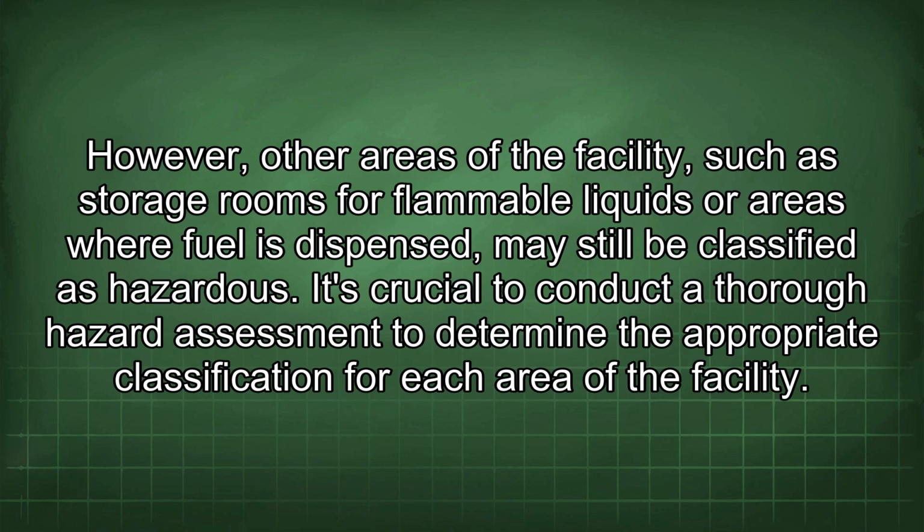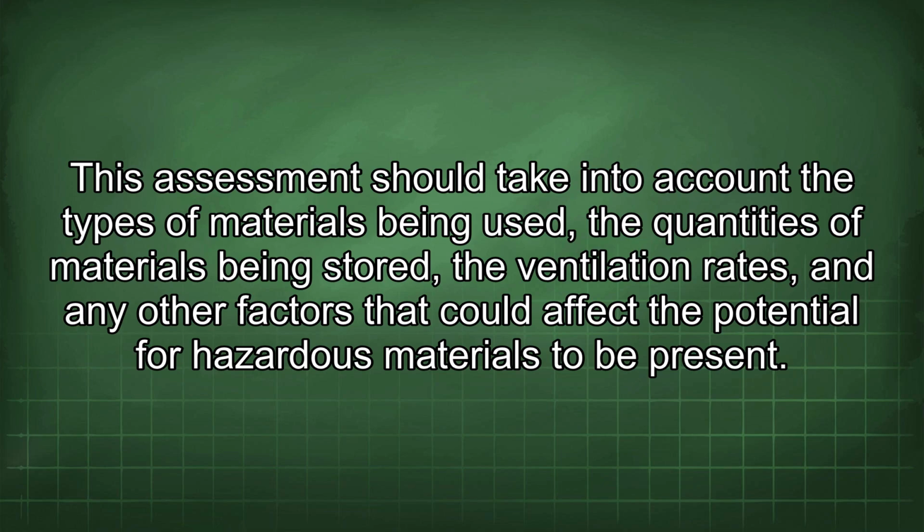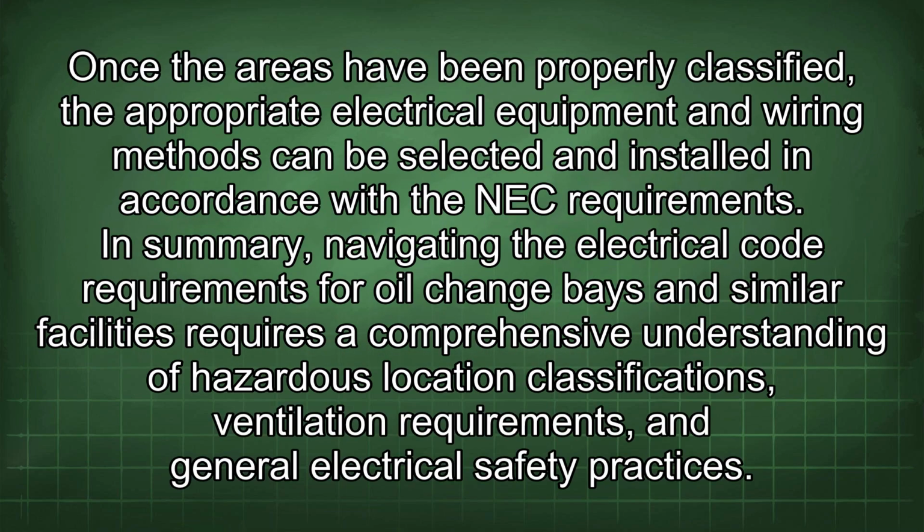It's crucial to conduct a thorough hazard assessment to determine the appropriate classification for each area of the facility. This assessment should take into account the types of materials being used, the quantities of materials being stored, the ventilation rates, and any other factors that could affect the potential for hazardous materials to be present. Once the areas have been properly classified, the appropriate electrical equipment and wiring methods can be selected and installed in accordance with the NEC requirements.